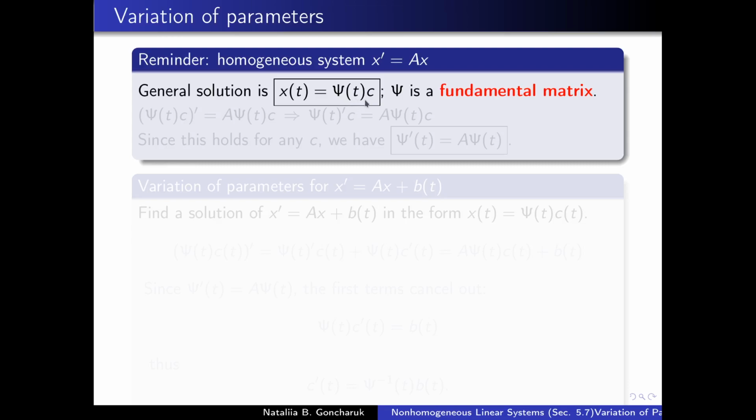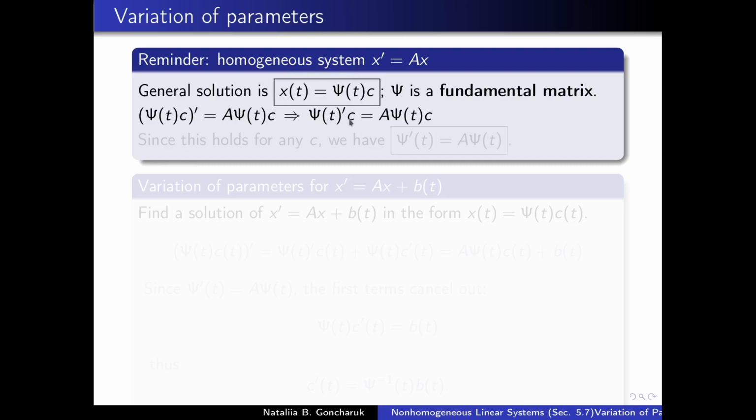Its columns are solutions. So first of all, I'm going to substitute x into this equation and get a useful formula on psi prime. I substitute x into the equation x prime equals Ax, but my x is psi c, so (psi c) prime equals A psi c. Now I differentiate the left hand side. c is constant, c prime is 0, so that's what I get. And this equality holds for any constant vector c, because this is a general solution for any c.